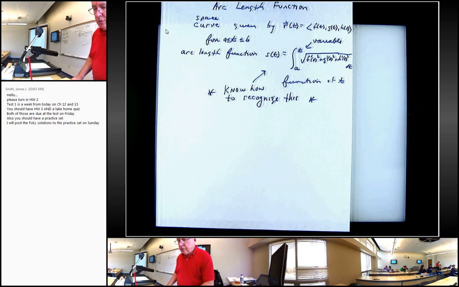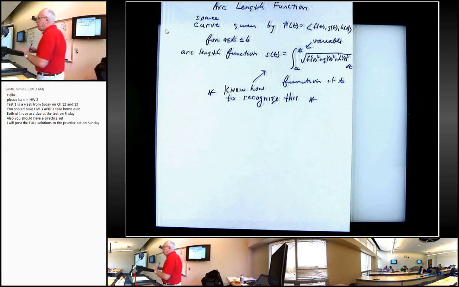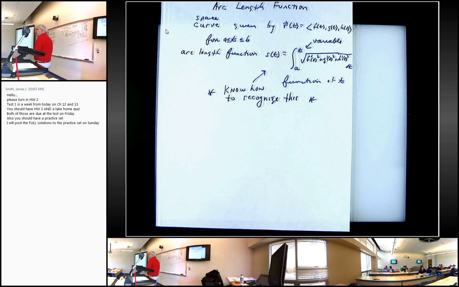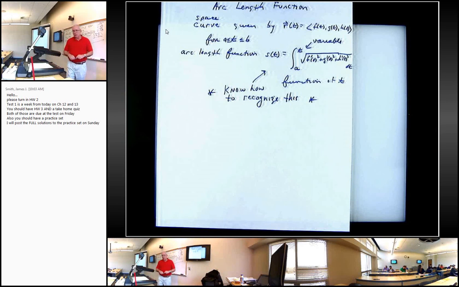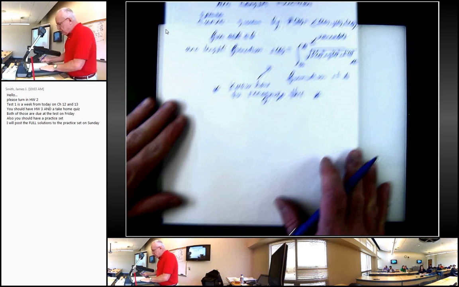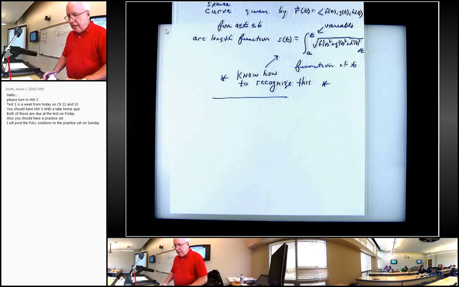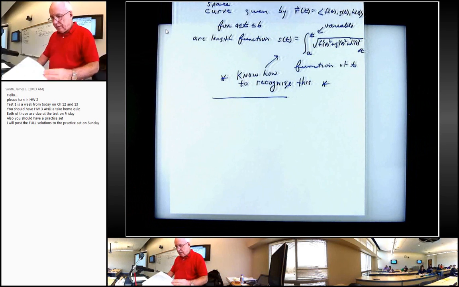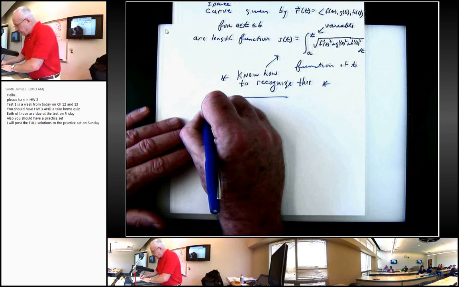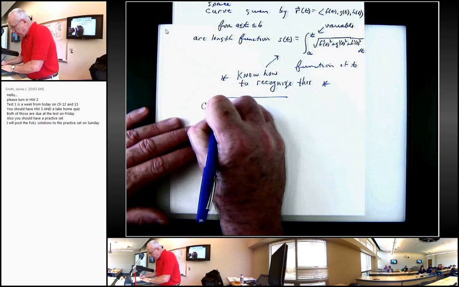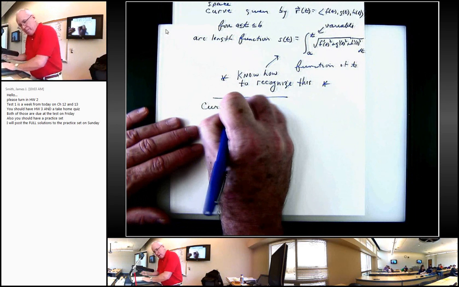Now, we have actually computed the arc length, we've done that, and just being able to recognize the arc length function. Now I just want to talk about the second item in this section, and that's called curvature.